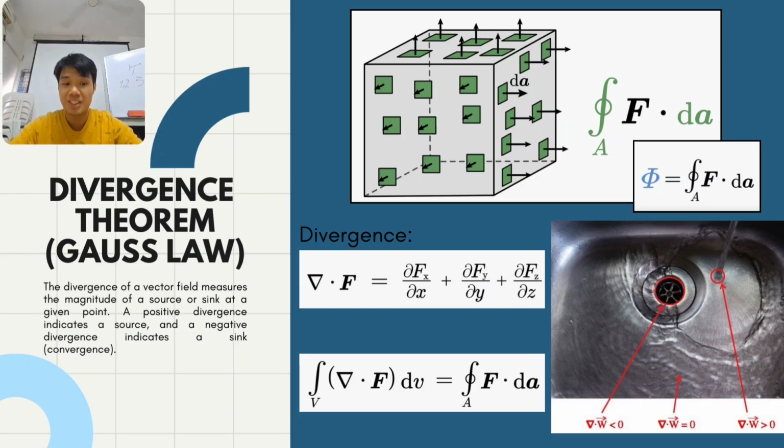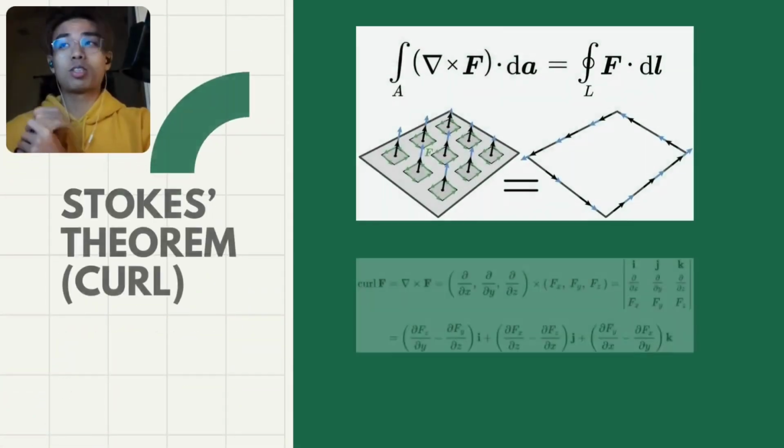Gauss' theorem says that the sum of divergence of the vector field within a volume is equivalent to the total flux of the vector field through the surface of that volume. Now let's look at Stokes' theorem.